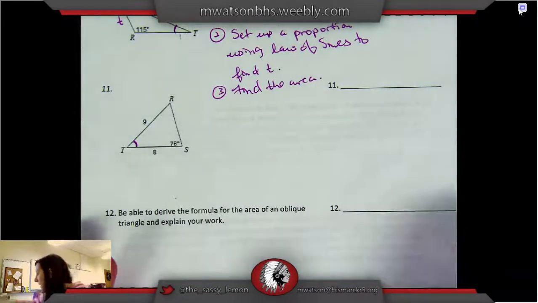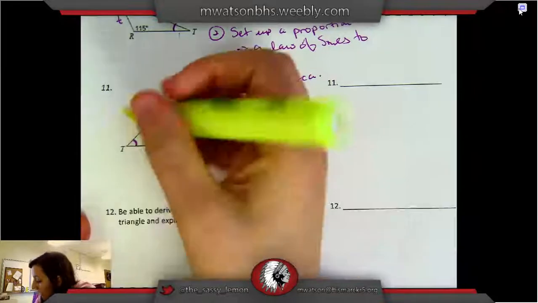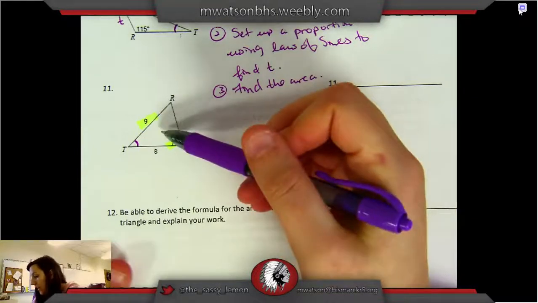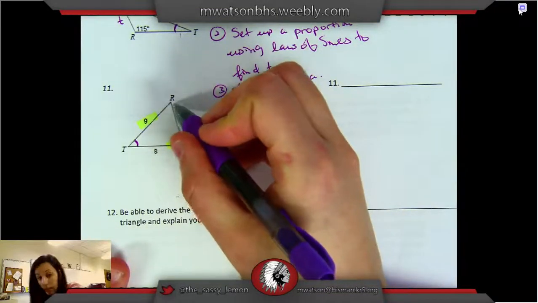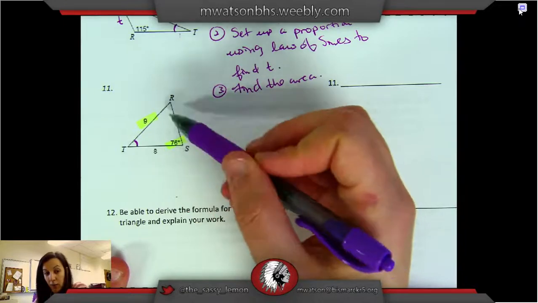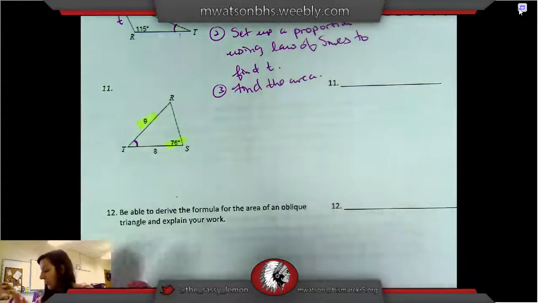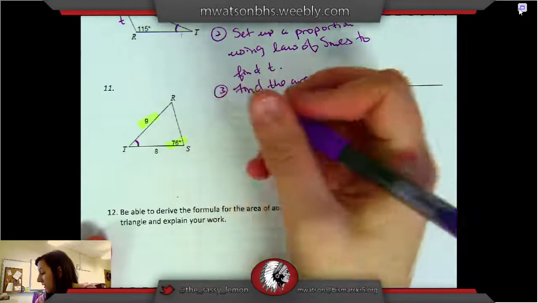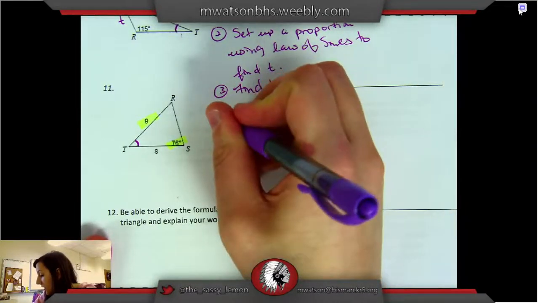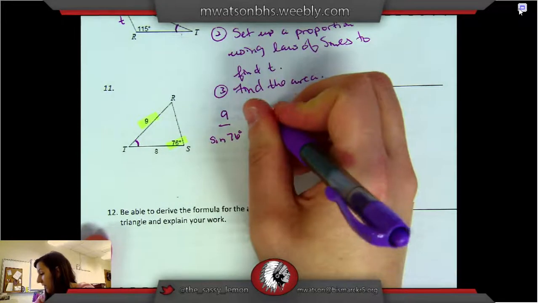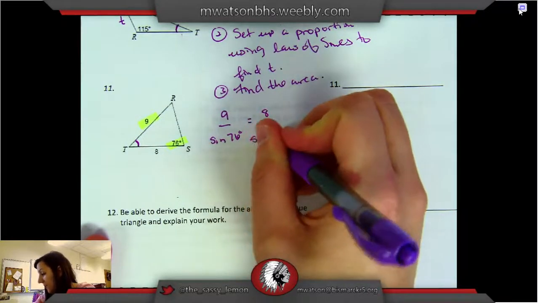Well, we've got a known ratio. I like to highlight them. So we've got a known ratio. We could solve for angle R, and then once we have that, we could subtract these two from 180 and get angle T. So we're going to do our known ratio equal to 8 over sine of R.